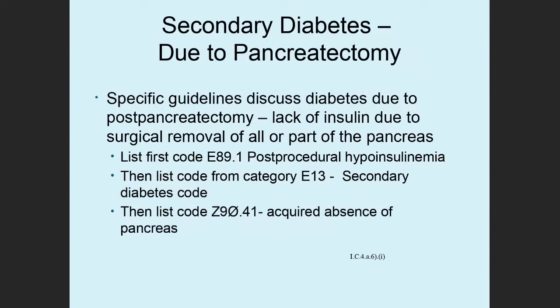There are also specific guidelines for reporting secondary diabetes due to pancreatectomy. This is coded to E13. So the guidelines say, and again, here is the notation for the guidelines. First list a code for post-procedural hypoinsulinemia, E89.1, then a code from category E13 for the secondary diabetes, and then Z70.41, acquired absence of pancreas. The pancreatectomy is all or part of the pancreas has been removed, resulting in a lack of insulin, resulting in diabetes.